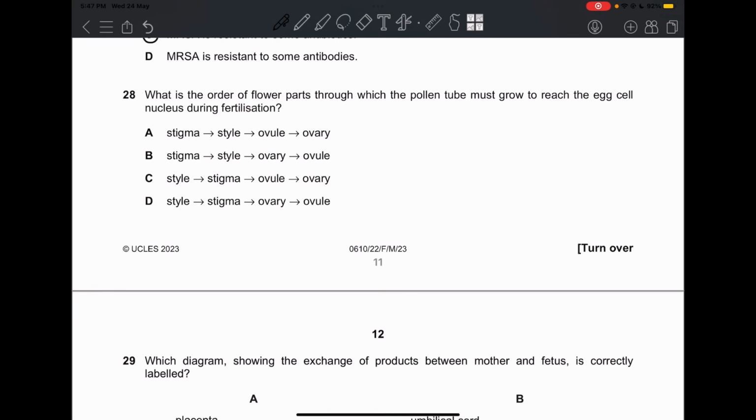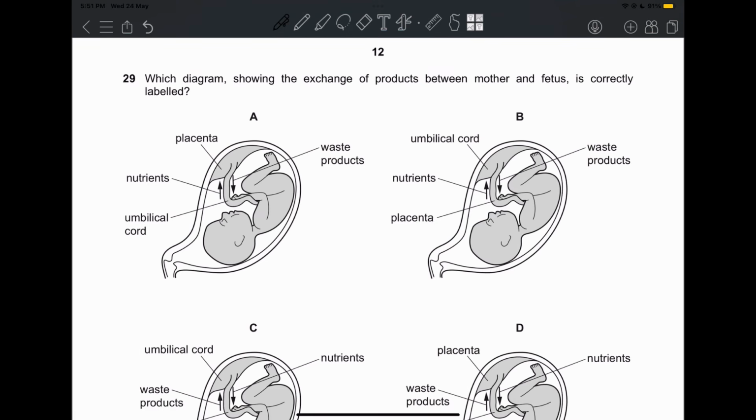28. What is the order of flower parts through which the pollen tube must grow to reach the egg cell nucleus during fertilization? First of all, the stigma is the beginning of the fertilization process. The pollen grain will stick onto the stigma, and then it will go to the style, create a pollen tube, which will allow the male gamete to reach the ovule inside of the ovary of the plant. So the answer is going to be B.